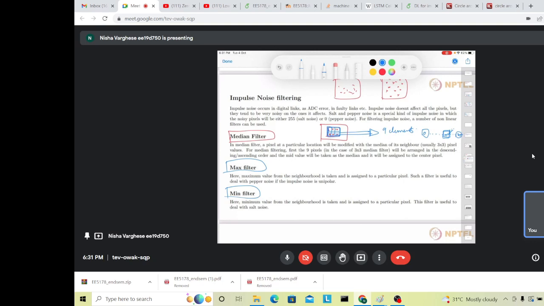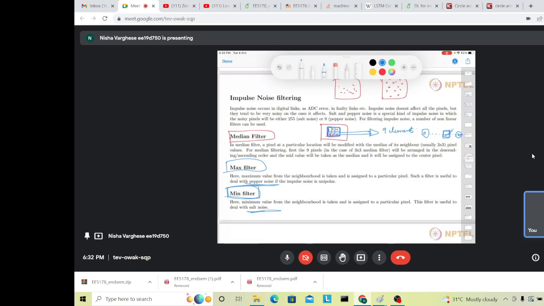Then there are max filter and min filters to remove noise. Max filter can be used to remove pepper noise. Lower intensity values will be removed by using the max filter. So we will sort the pixel intensity values, and the maximum value will be given to the center pixel. Then min filter can be used to remove salt noise. So it will remove higher intensity noises.